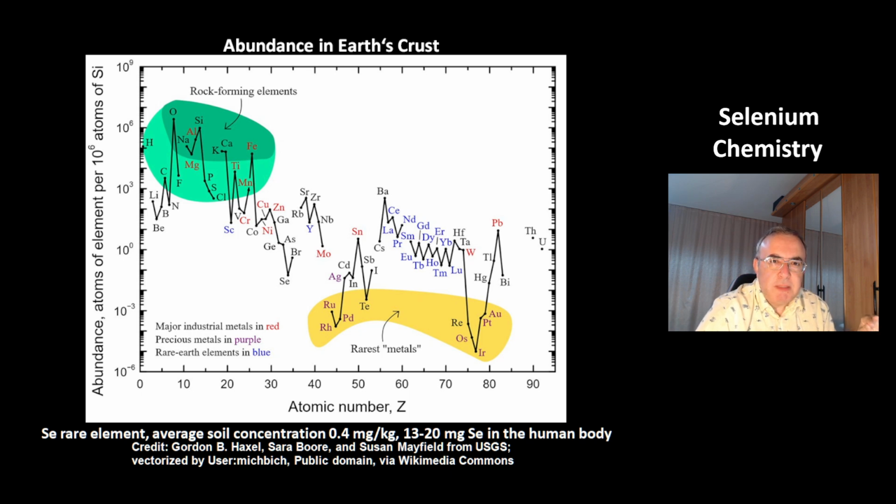This is a picture of the abundance of the chemical elements in Earth's crust. The y-axis is logarithmic. And you can see here, selenium is here. It's a very rare element. The average soil concentration is 0.4 milligrams per kilogram. And the human body contains just 13 to 20 milligrams of selenium.